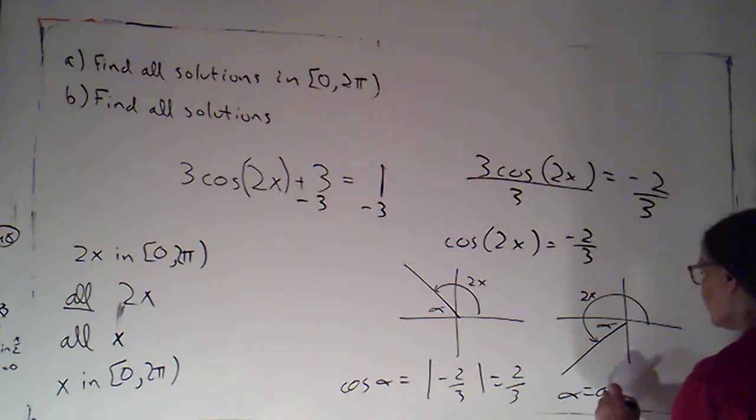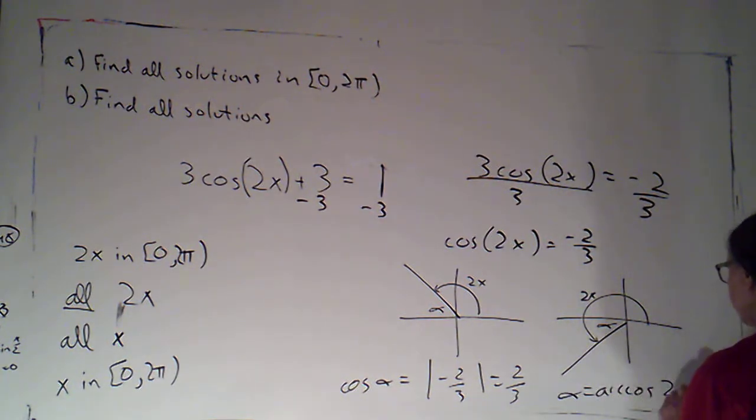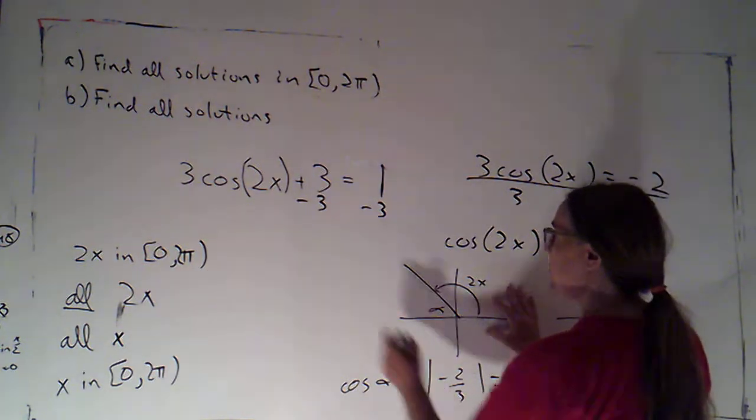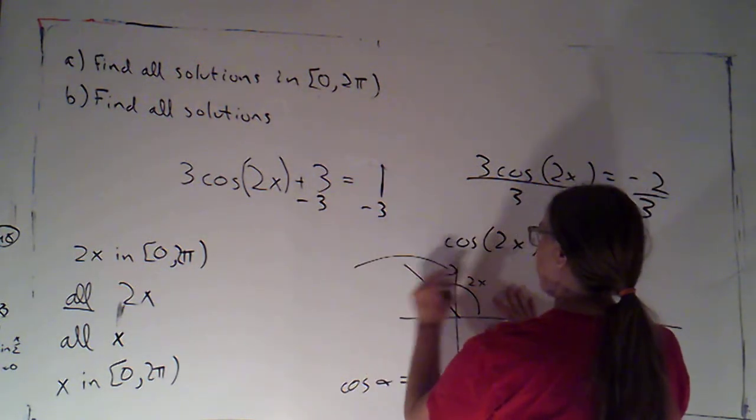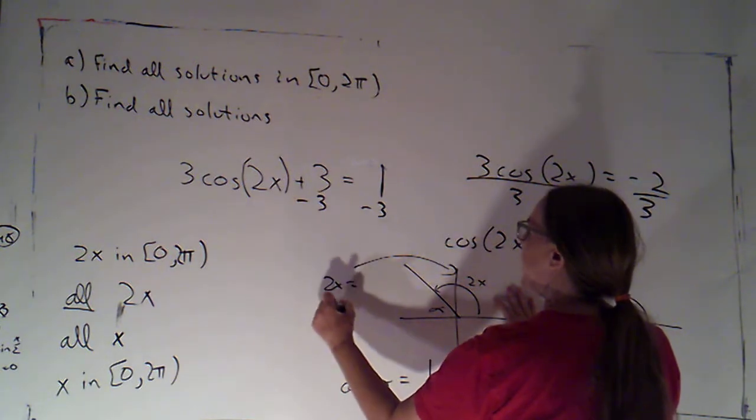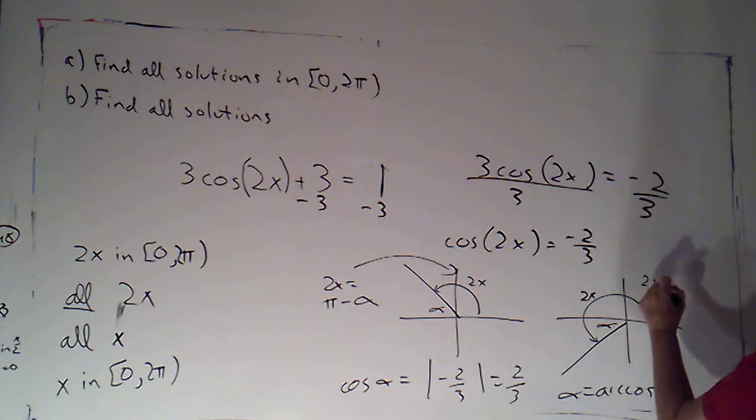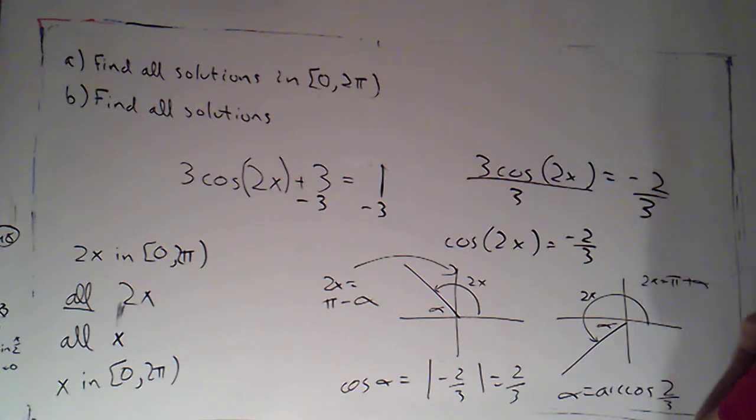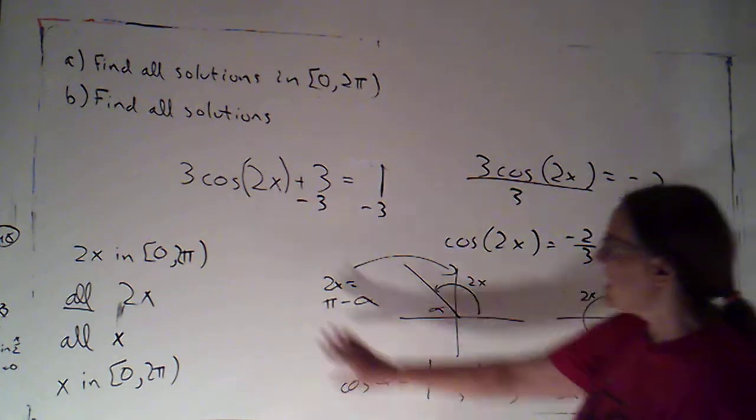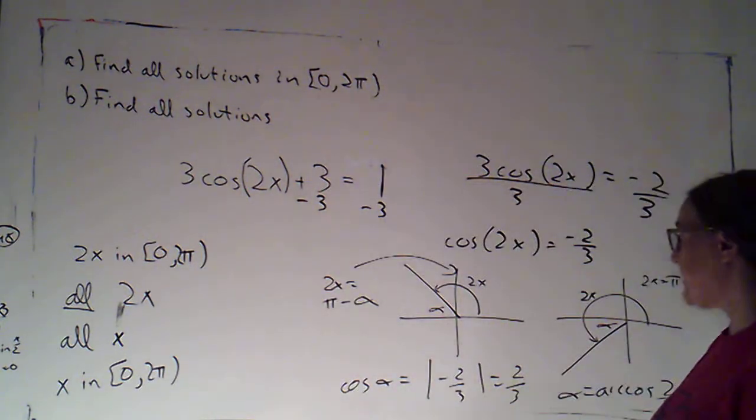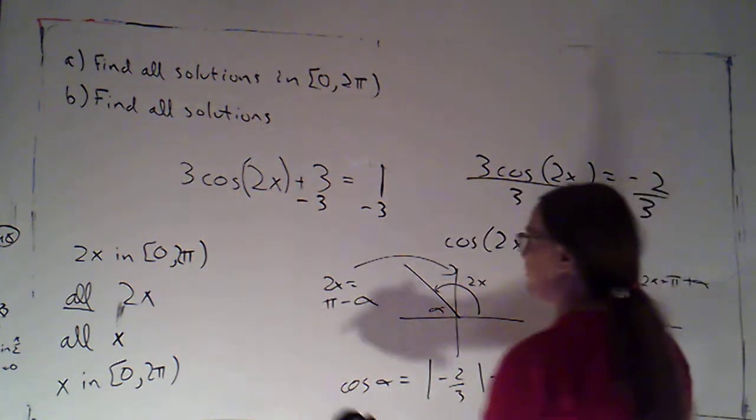So alpha is arc cosine of 2/3. Here, what we had was that 2x was pi minus alpha. And here, 2x was pi plus alpha. Okay, so let me write those down over here. I'm just going to replace alpha with arc cosine of 2/3.